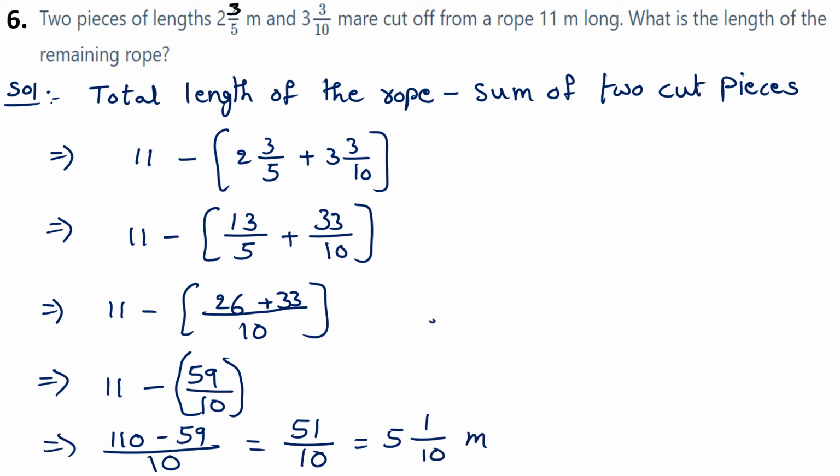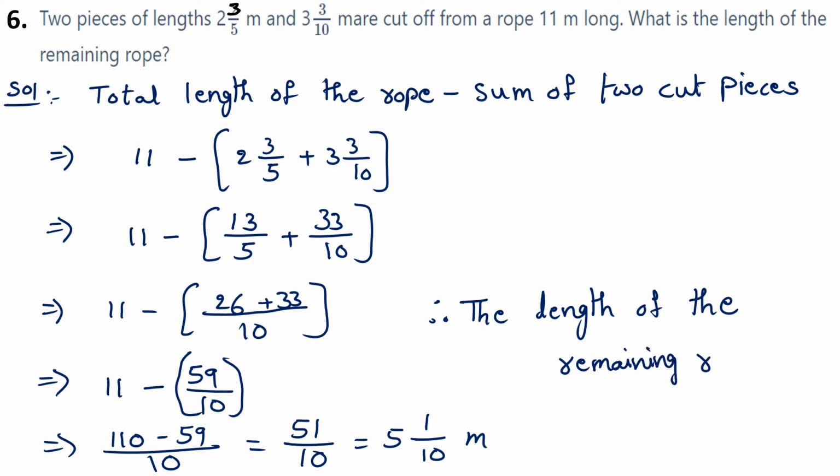So therefore the length of the remaining rope is equal to 5 1 by 10 meters. That is the answer. Okay, children.